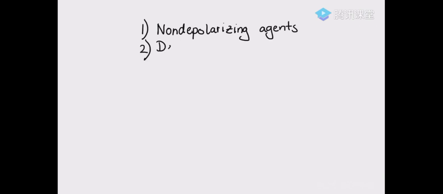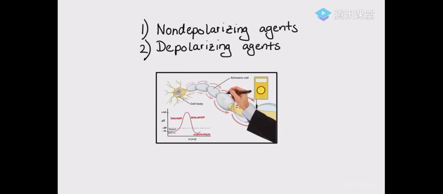We can divide these agents into two groups. First, non-depolarizing agents, and second, depolarizing agents. For all of you who need a quick review of membrane depolarization, I strongly encourage you to watch my short 3-minute video about action potential. So let's talk about non-depolarizing agents first.